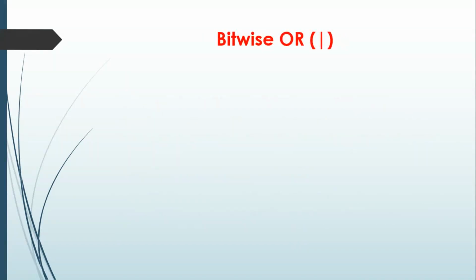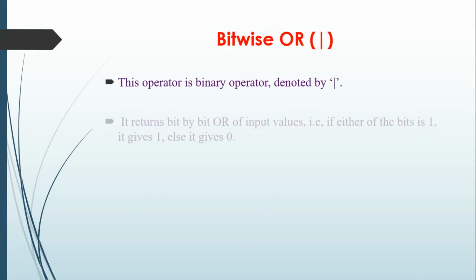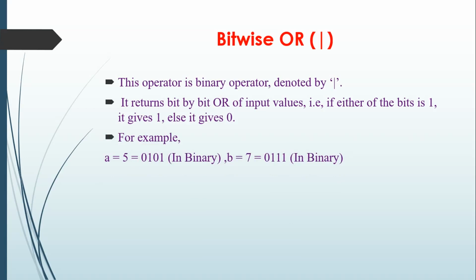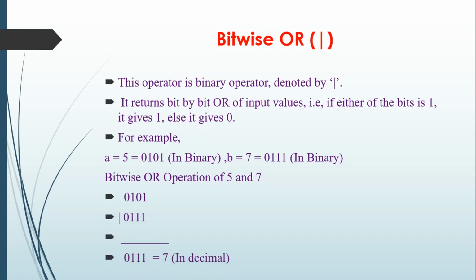Here is the first, bitwise OR. This operator is a binary operator denoted by OR. It returns the bit by bit OR of input values. That is, if either of the bits is 1, it gives 1, else it gives 0. For example, A equals 5, 0101, and B equals 7, 0111 in binary. So the bitwise OR operation of 5 and 7 is 0111. So it will give 7 as a decimal number.